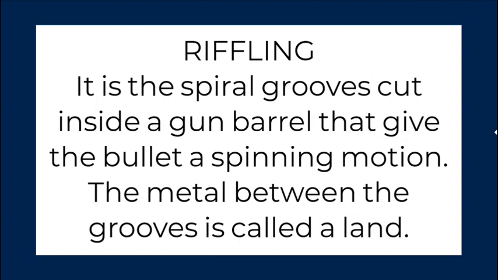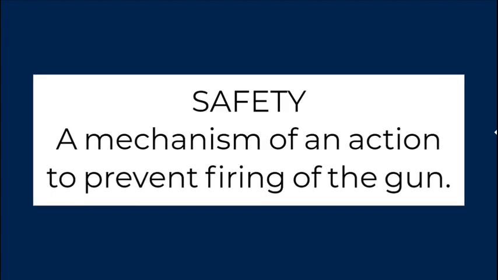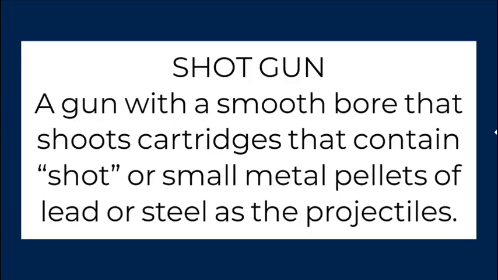26. Rifling. It is the spiral grooves cut inside a gun barrel that give the bullet a spinning motion. The metal between the grooves is called a land. 27. Rimfire. The cartridge has the primer distributed around the periphery of the base. 28. Safety. A mechanism to prevent firing of the gun.